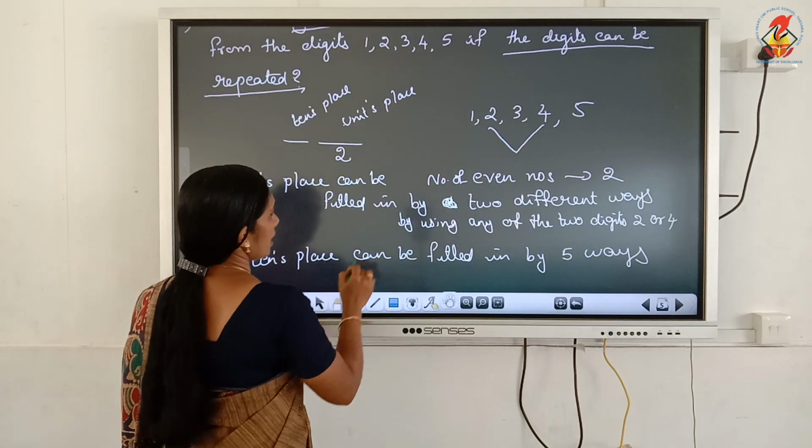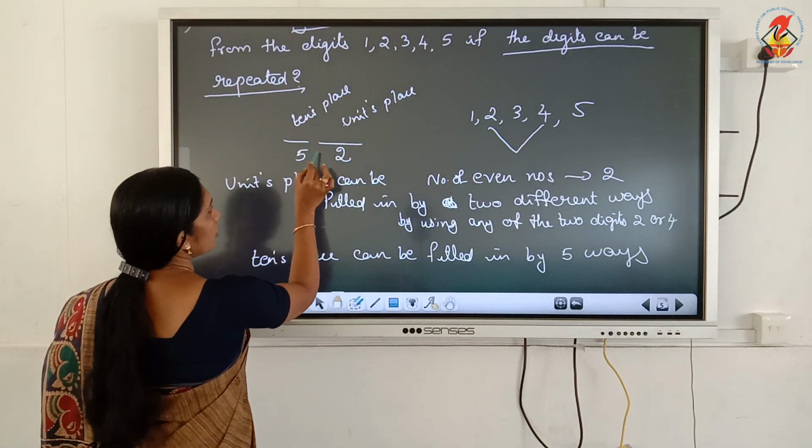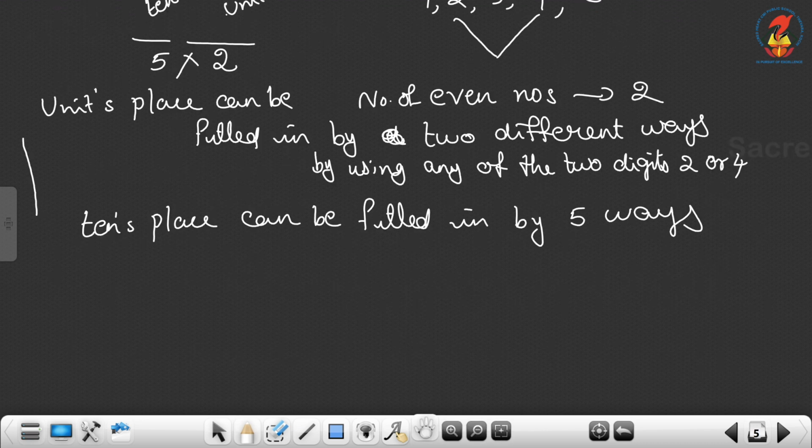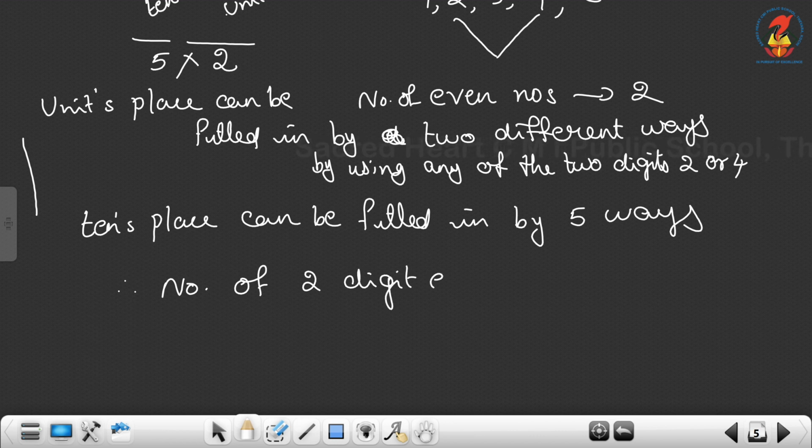Okay. So, what is the total number of 2-digit numbers? The first place in 5 ways, second place in 2 ways. So, 5 into 2, 10. So, the number of 2-digit even numbers is equal to 5 into 2, that is equal to 10.